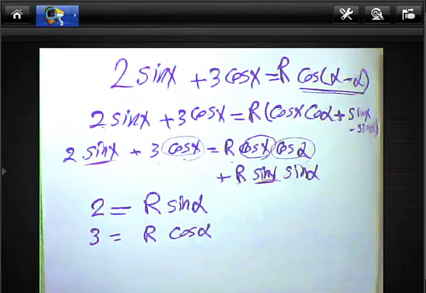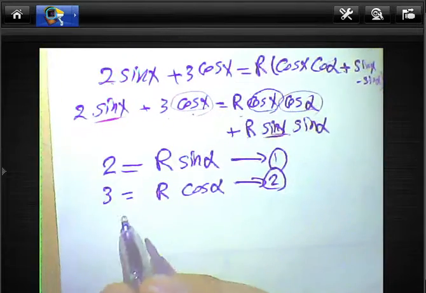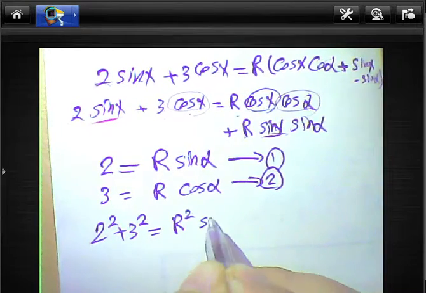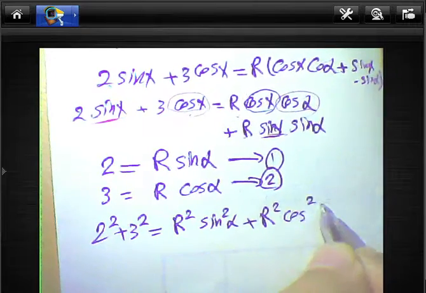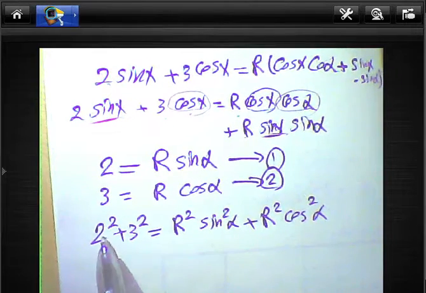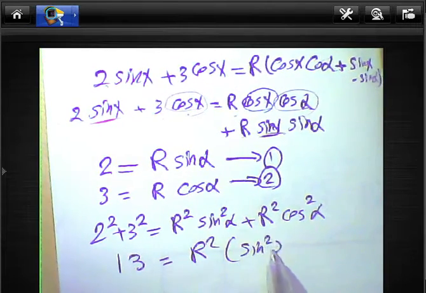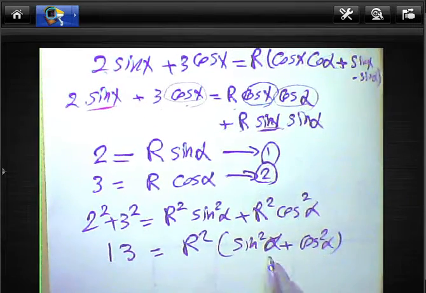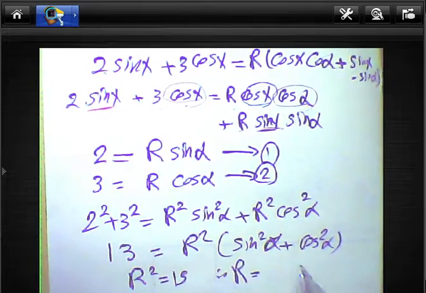It was relation number 1 and relation number 2, so we can write 2 squared plus 3 squared equals r squared sine squared alpha plus r squared cosine squared alpha. We know 4 plus 9 equals 13 equals r squared multiplied by sine squared alpha plus cosine squared alpha. This expression equals 1, so r squared equals 13. Then r equals square root of 13.